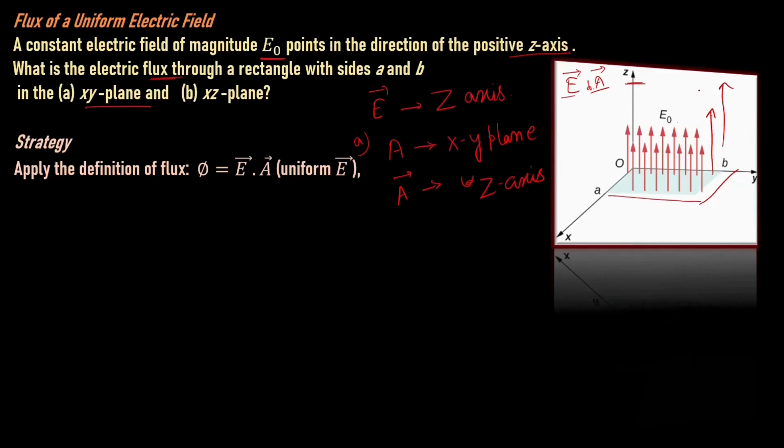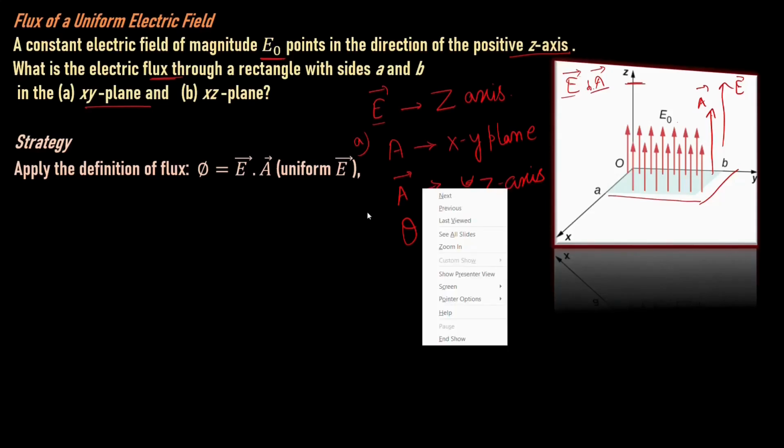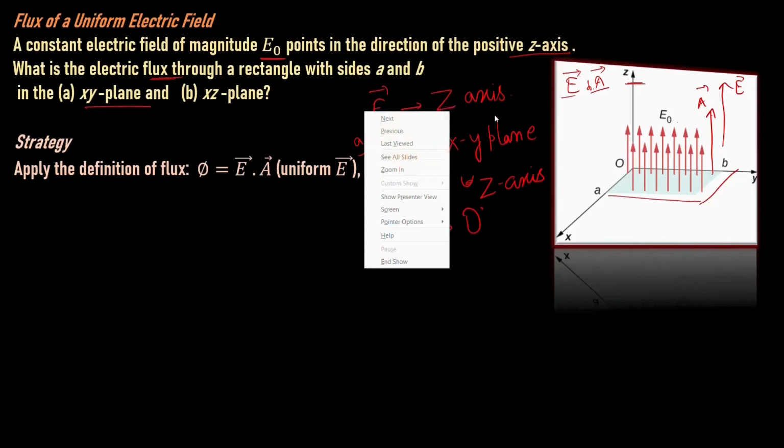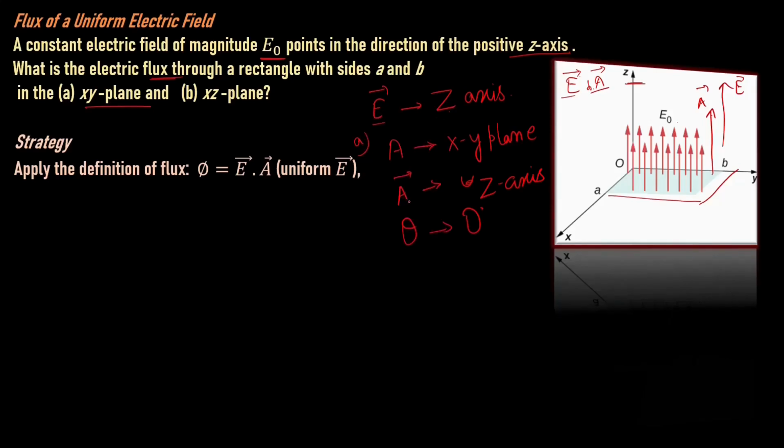So here what we are noticing, this is the area vector and this is the electric field vector. The angle between the area vector and the electric field vector becomes 0 degree, that is, they are parallel to each other. Two things again you have to keep in mind. Here the electric field is along the z-axis, the area is along the xy plane, and the area vector is along the z-axis, so the angle becomes 0 degree.